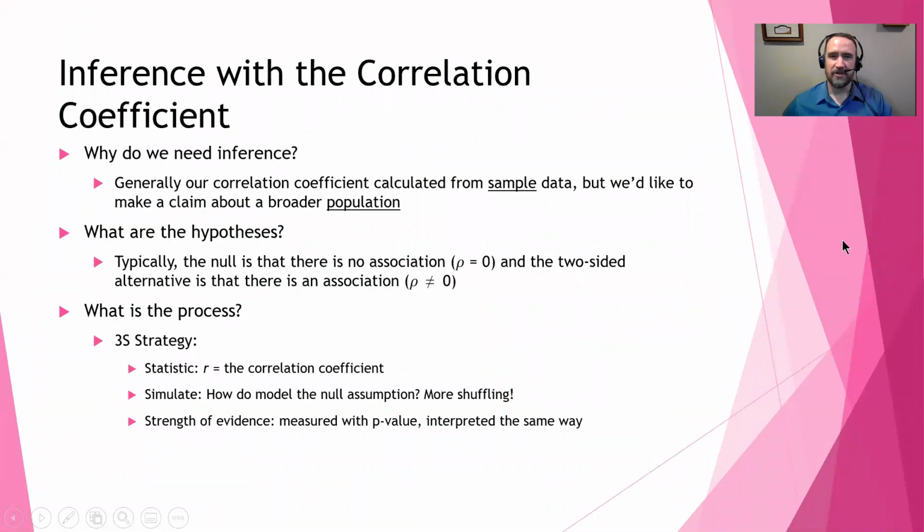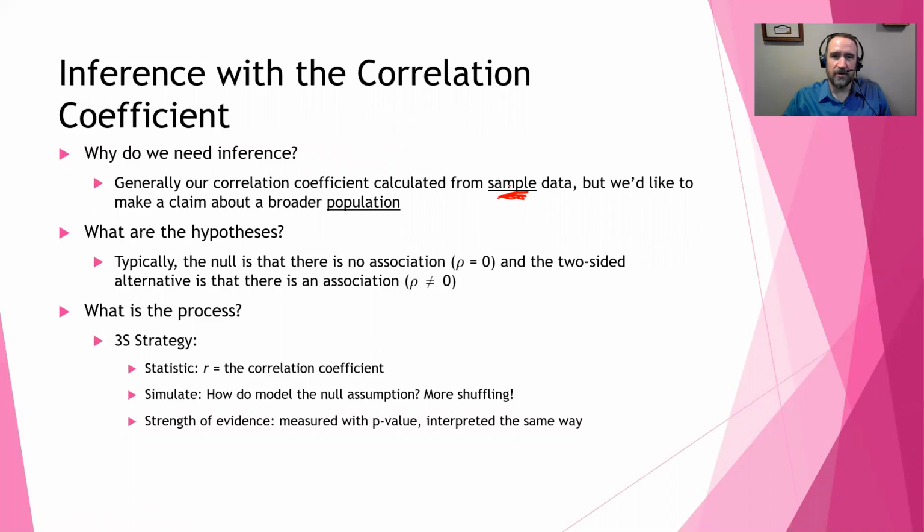Why do we need inference here? Well, generally, our correlation coefficient is calculated from a sample of data, and we don't want to only be able to talk about what's going on in our sample. We want to be able to talk about what's going on in a bigger population. That's exactly what inference is: taking results from a sample and making conclusions or claims about a broader population.